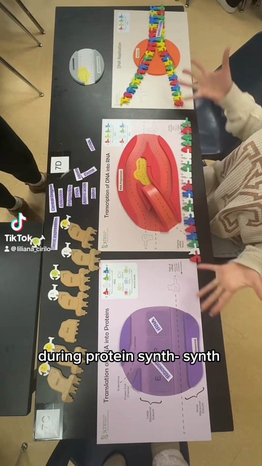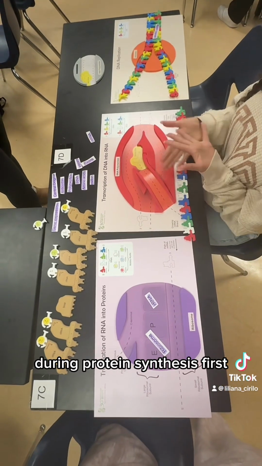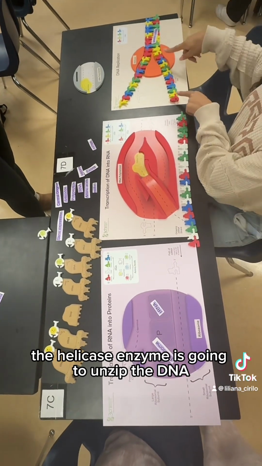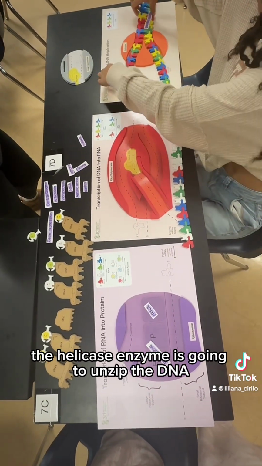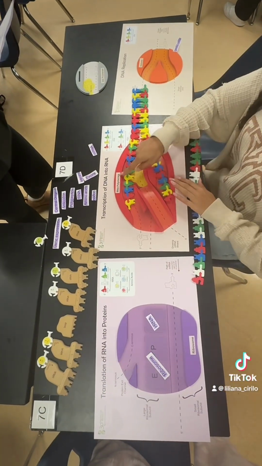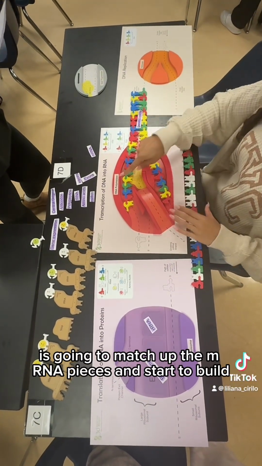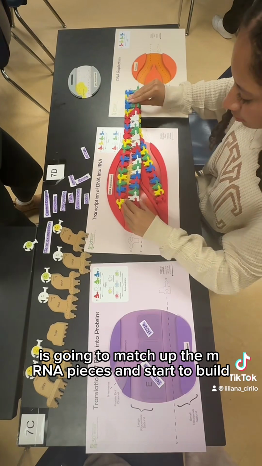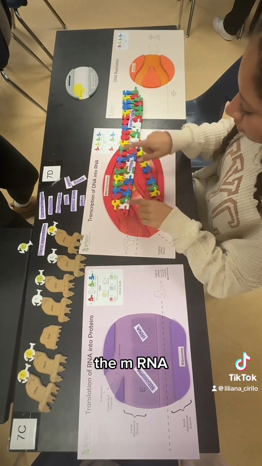During protein synthesis, first, the helicase enzyme is going to unzip the DNA. The DNA is going to go to the RNA polymerase. The RNA polymerase is going to match up the mRNA pieces and start to build an mRNA chain.